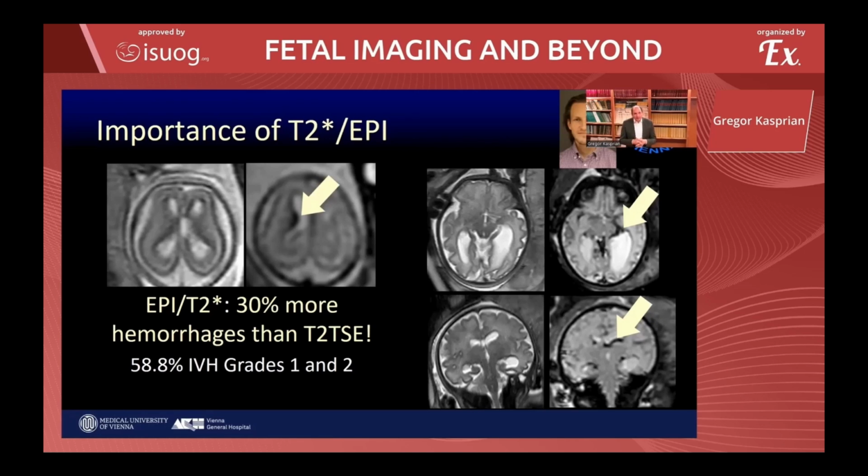We have, of course, to say that the majority of those hemorrhages are grade 1 and 2 hemorrhages. These are about 58% in our cohort. Here's an example, a T2 weighted sequence showing a little bit of ventricular enlargement, the EPI star showing the hemorrhage right here in the ganglionic eminence region. And another case, a little older fetus on T2, you see unilateral ventriculomegaly, no sign of hemorrhage on the T2, but with T2 star, clear lining of hemosiderin blood degradation products, indicating that a hemorrhage has happened here.